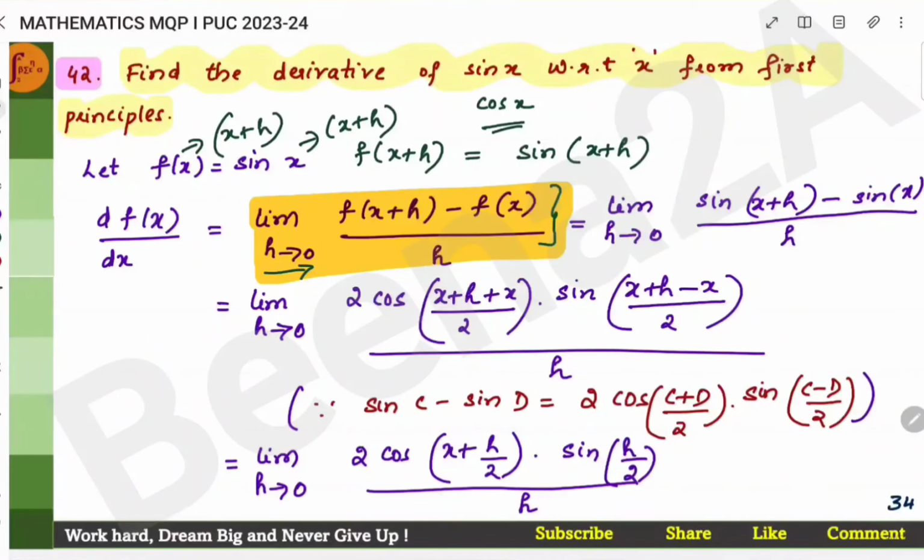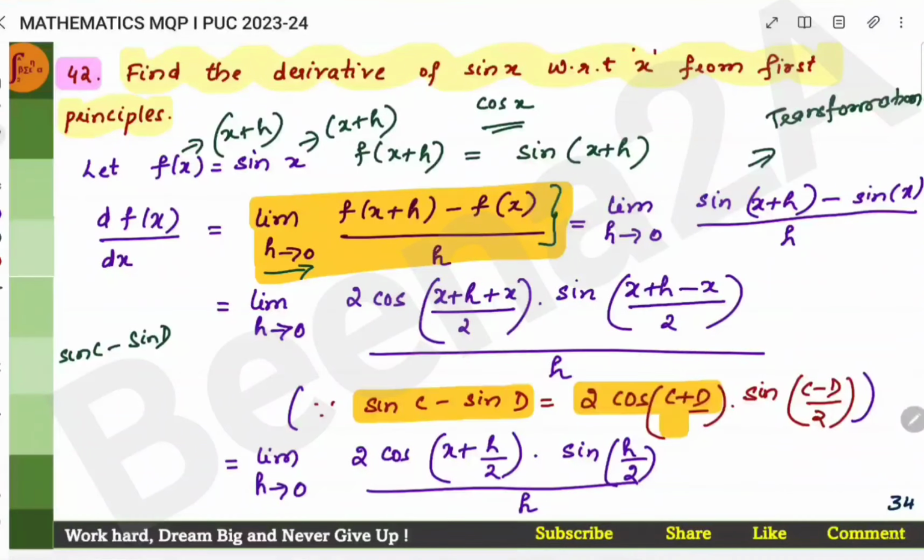Now I'll use the transformation formula, right? sin C minus sin D is equal to 2 cos((C plus D) by 2) into sin((C minus D) by 2). So instead of C, we have x plus h. Instead of D, we have x. So it will be (x plus h plus x) by 2.